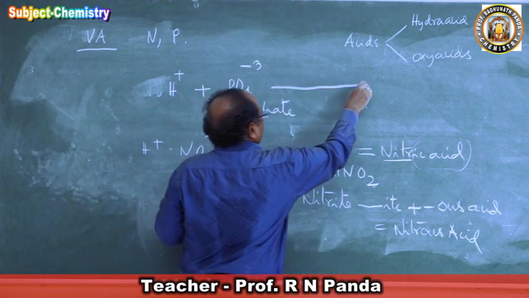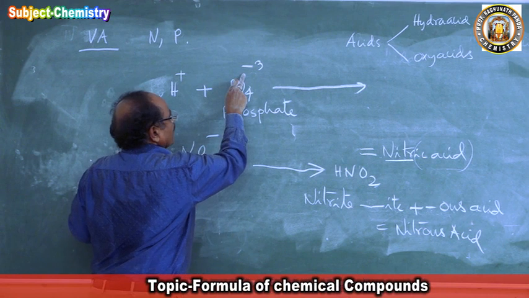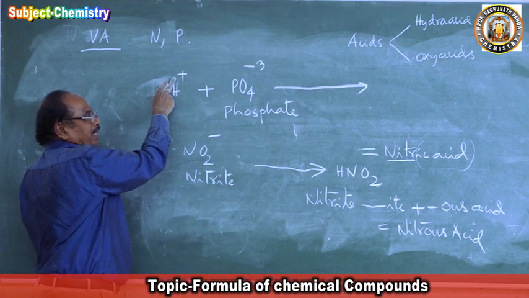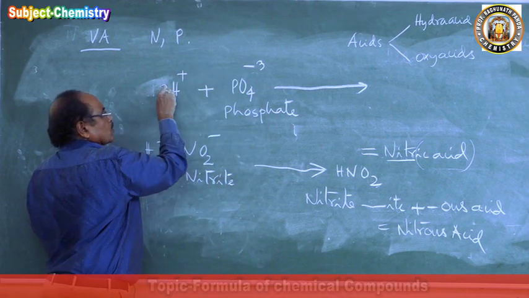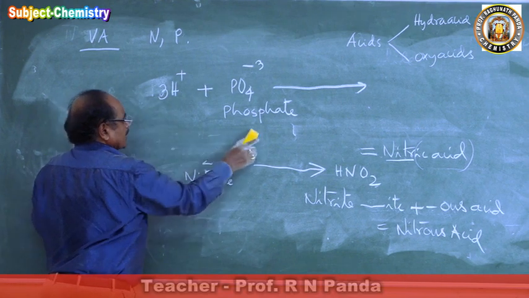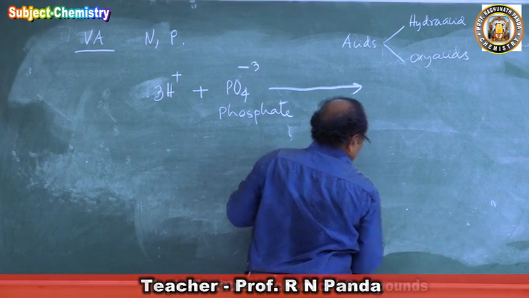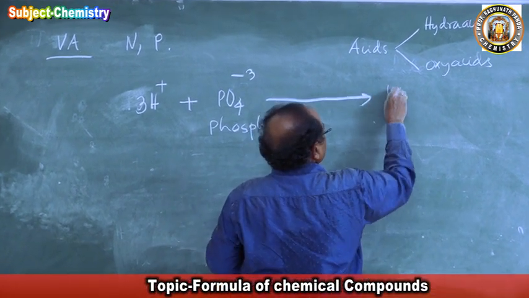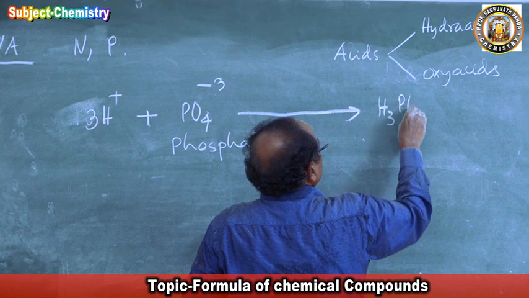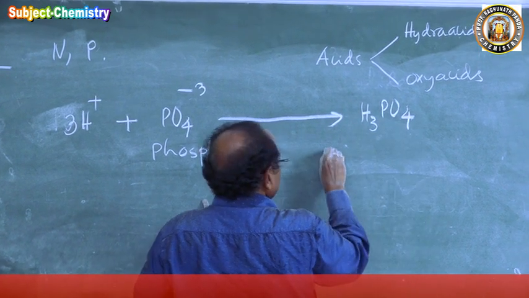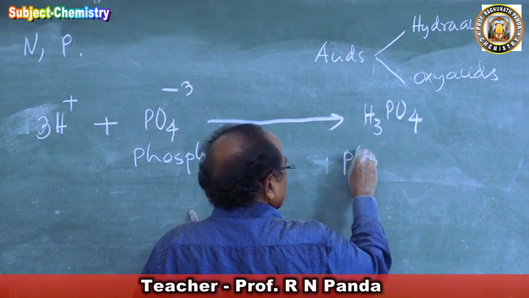Phosphate. So the formula, how many charges are here? Minus 3. So here is plus 1. So for minus 3, how many protons will be there? 3. So you will get H3PO4. The formula is H3PO4. So this is phosphate. So this name is phosphoric acid.